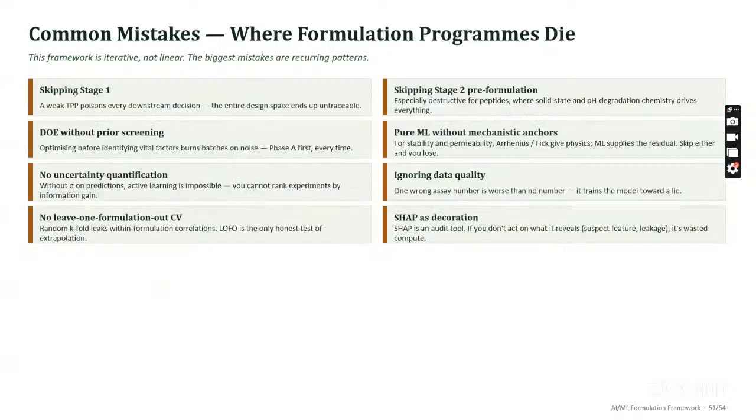So the common mistakes will be: skipping stage one, skipping pre-formulation, optimizing before screening, pure ML with no mechanistic anchor, no uncertainty estimates, poor data quality, the wrong cross validation. If your data is not good, if poor quality is there, your prediction also won't give you good results. So pure data should be there. The data is the fuel.